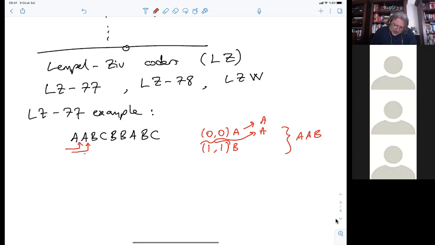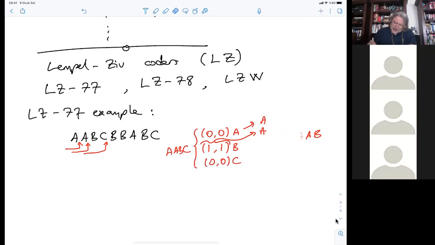So we are now here, which is C. Do we have any repetition before that? No, nothing. So we can't copy or paste anything. So we go 0 items and copy 0 things, and the next is C. So now AAB was already there, and now it's C. The decoder is capable of decoding this much.